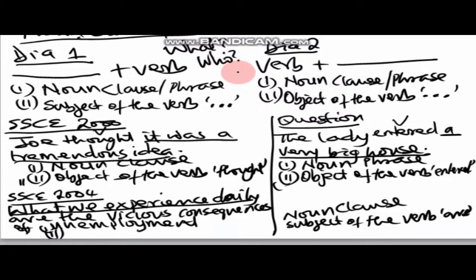Let's see this: Joe thought it was a tremendous idea. What did Joe think? It was a tremendous idea, so it's a noun. Let's try this one: what are the vicious consequences of unemployment? What we experience daily. So anything that can answer the question what or who can be said to be a noun. Imagine somebody asks you, what is your name? Whatever you say is a noun. Or somebody asks, what did you do to him? You say, I slapped him. I slapped him is a noun. Who was there when you slapped him? My friends. My friends is a noun.